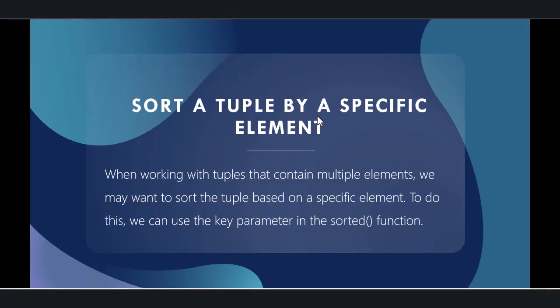Next, we'll see how to sort a tuple by a specific element. When working with tuples that contain multiple elements, we may want to sort the tuple based on a specific element. To do this, we can use the key parameter in the sorted function. We will use the same sorted function as in the earlier example, but the change here is we will use the key parameter inside the sorted function to sort based on specific elements.